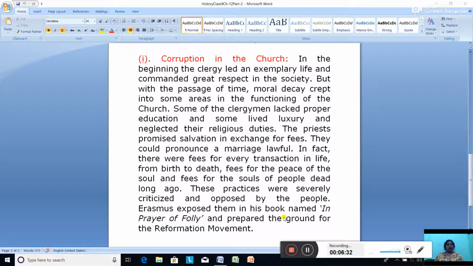So, corruption in the church: the clergy were living an exemplary, moral life in the beginning, but then there was moral decay. Clergymen lacked proper education. Some of them lived in luxury and neglected religious duties. The priest promised salvation in exchange for fees and pronounced marriage lawful or unlawful. There were fees for every transaction in life, from birth to death, fees for the peace of the soul and fees for the souls of people dead long ago. So this was criticized and opposed by the people, and Erasmus exposed this in his book The Praise of Folly, which prepared the ground for the Reformation movement.